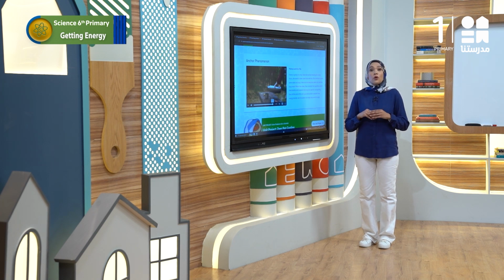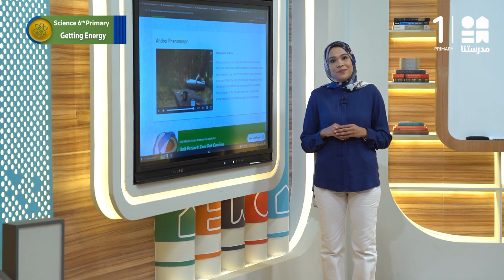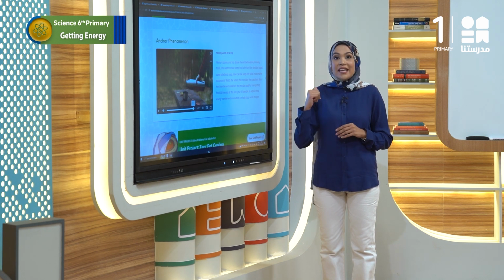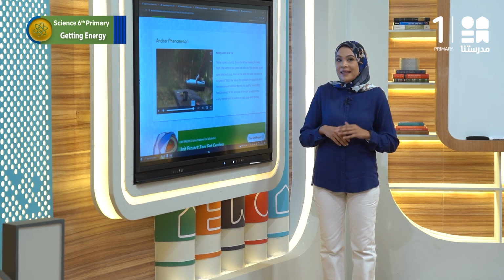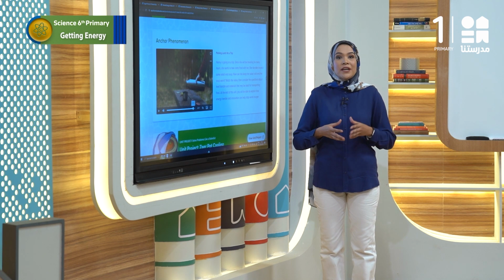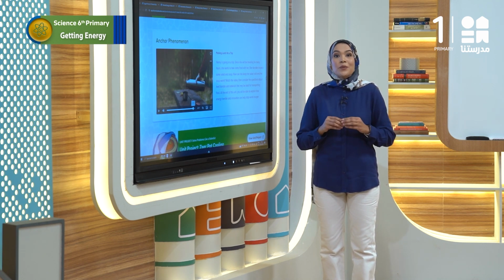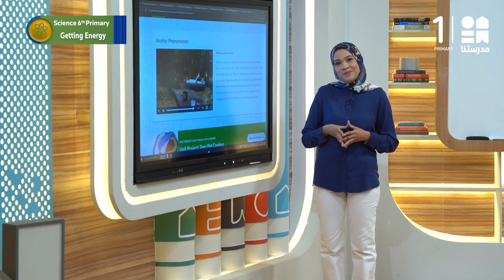As we saw in the video, there are materials that are called conductors, such as aluminium, and other materials that are called insulators, such as wood and plastic. We learned about conductors and insulators in concept 3 in the previous unit. You remember that? But it was according to conductivity of electricity. And in this unit, we will study them according to conducting heat.